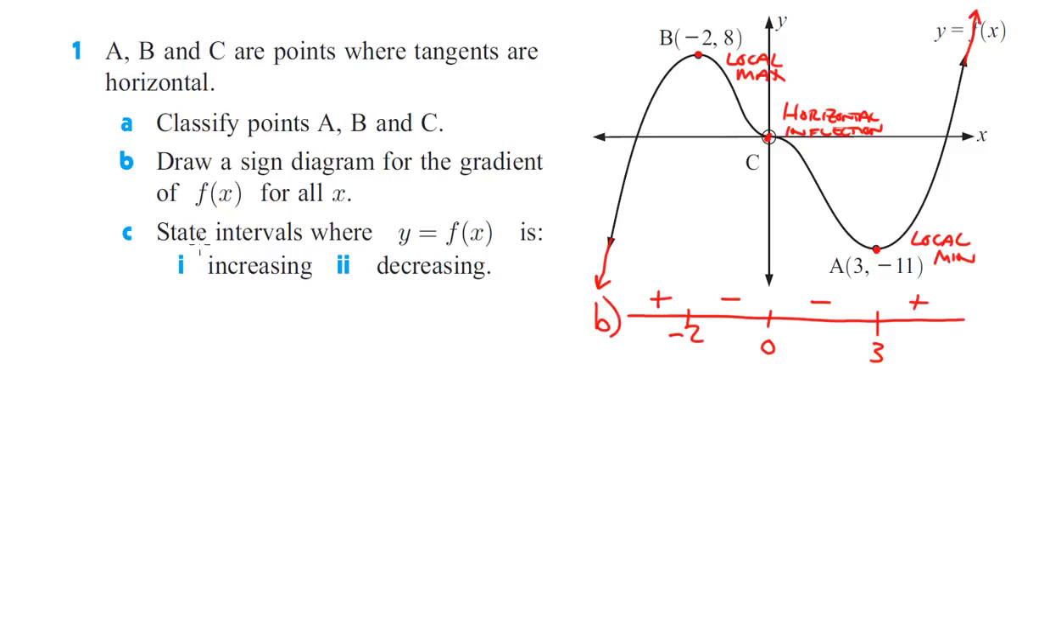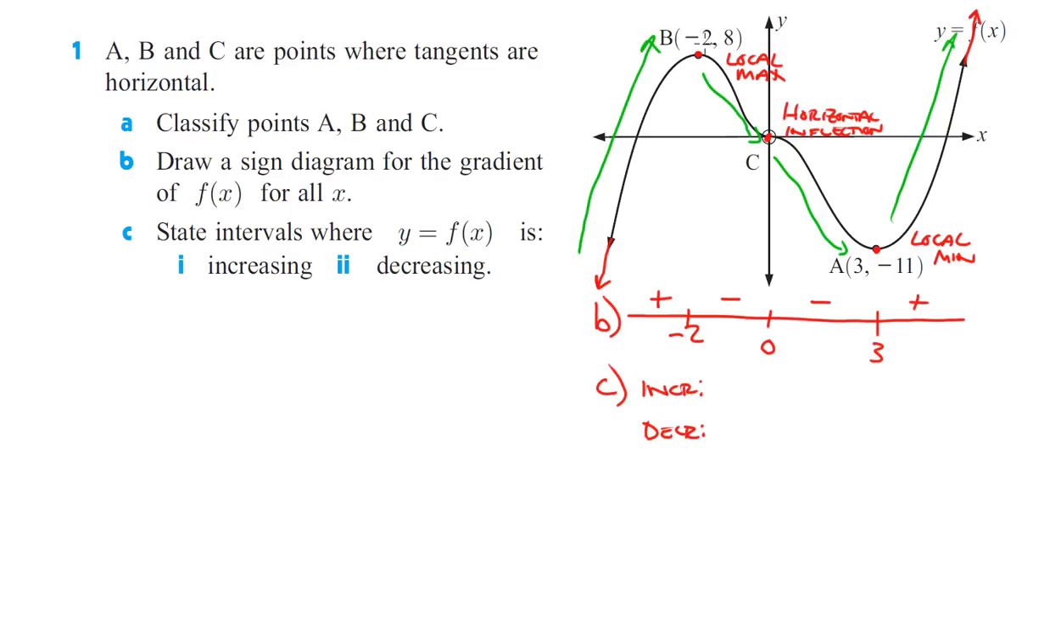Alright? And then part C, state the intervals where f of x is increasing and where it's decreasing. So you can use your sign diagram if you want, or we can just go back to what we were doing before. Basically, we know this is increasing, this is decreasing, and still decreasing here, and then increasing here. Let's just do that over here. So C, we've got increasing and decreasing.